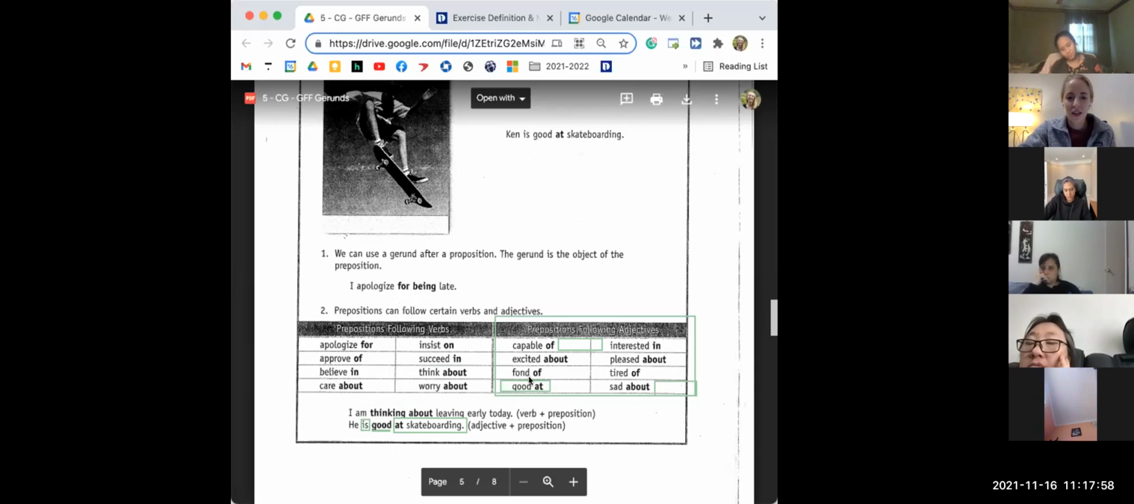These combinations of adjectives and prepositions, or verbs and prepositions, are just common combinations, common ways that people put these words together. There are many more examples, but here are just a few that we can practice with today.